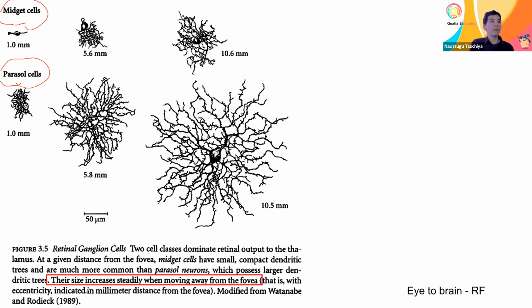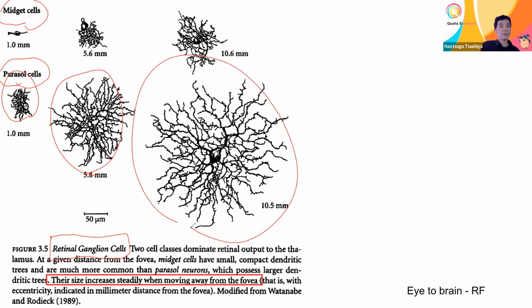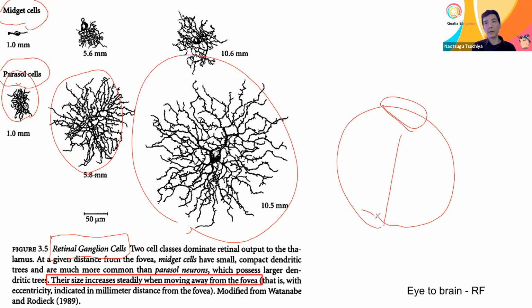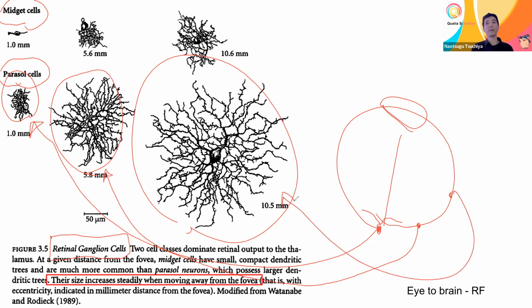So these are both retinal ganglion cells, and they become very small to medium to really large. Why is it? It's because their size increases steadily when moving away from the fovea. Remember that when the eyes are like this, and the fovea is here, the size of the ganglion cells is very small. But as you go into intermediate, it starts to become bigger. And if you go to the periphery, it becomes really big.